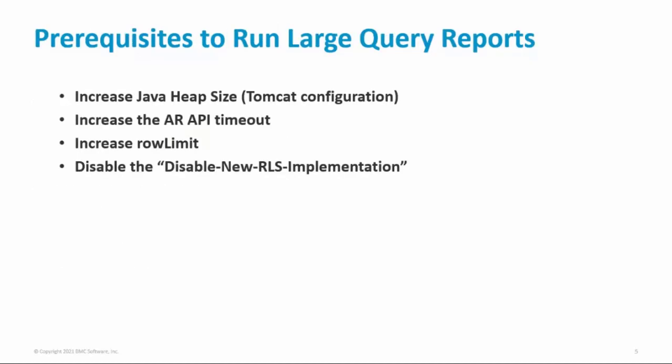In order to prepare the Remedy Smart Reporting application to be able to run large query reports, we need to apply the following steps. Increase the Java heap size, which is a Tomcat configuration. Increase the AR API timeout, which is also a Tomcat configuration. Increase the rowLimit, which is a Smart Reporting admin console configuration, and disable the new RLS implementation in the AR system configuration.